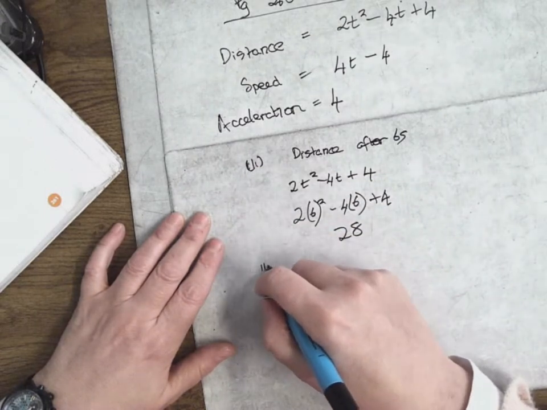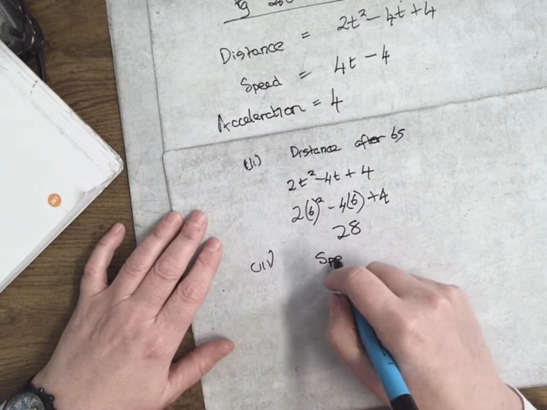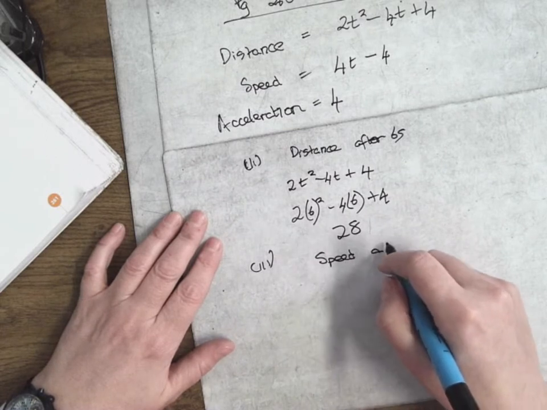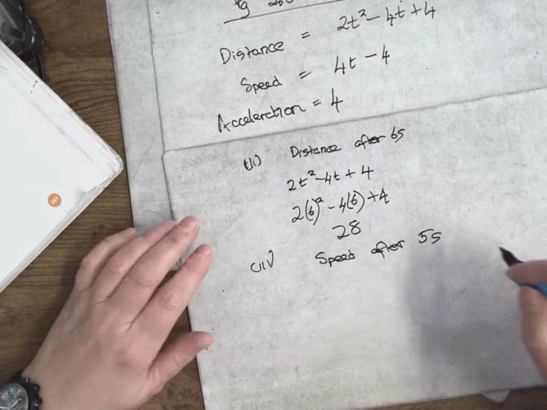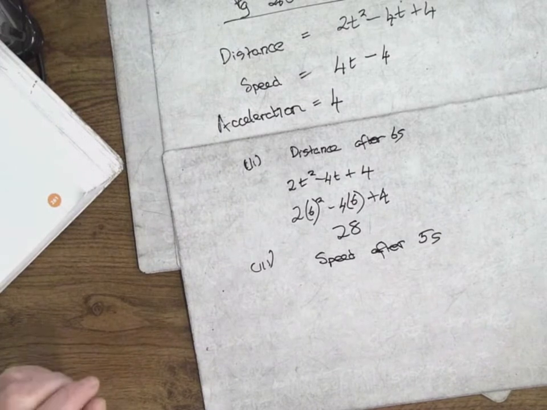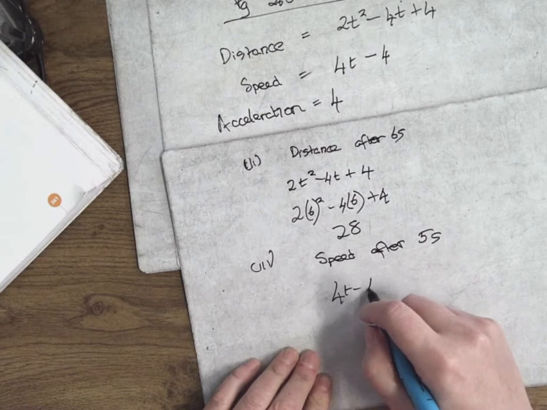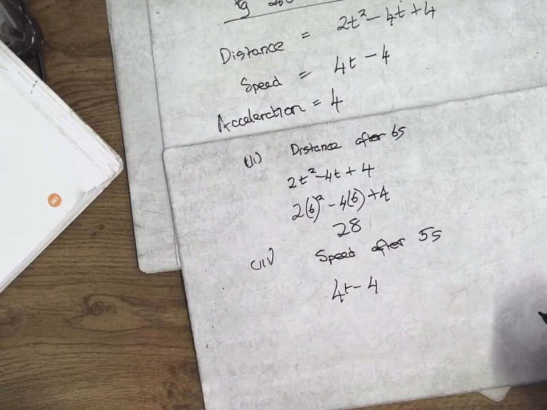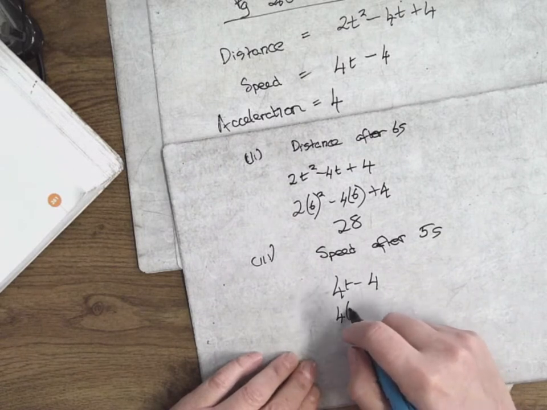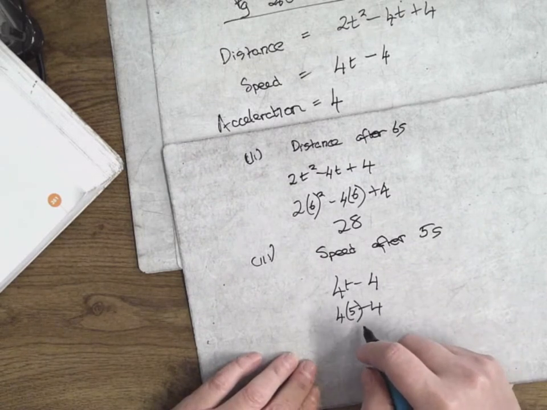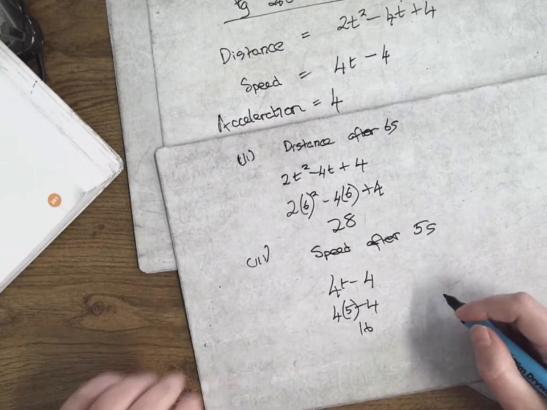So part 3 says, what is the speed after 5 seconds? So up I go to the top and I get the formula for speed. What's the formula for speed? 4t minus 4. And if I want this after 5 seconds, that means everywhere I see a t, stick in a 5. So that's 4 times 5 minus 4, which would be 16. Are we okay? Right, okay, the next one is part 5.